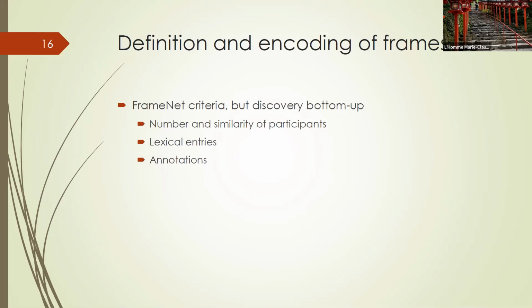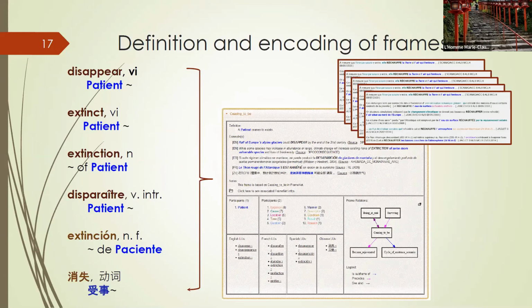So we start by locating terms that have the same number of core frame elements, the same kinds of frame elements. And we also look at the annotations to see if some of the non-core frame elements are similar. Okay, so we can start. This is a very simple example of terms that have one core frame element, but it shows a little bit how we work.